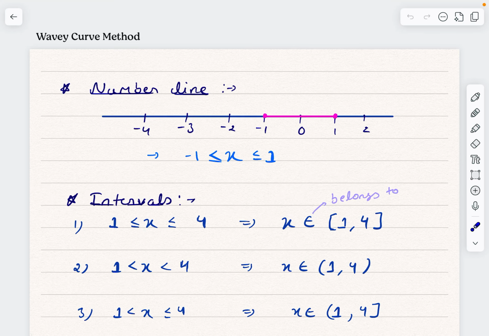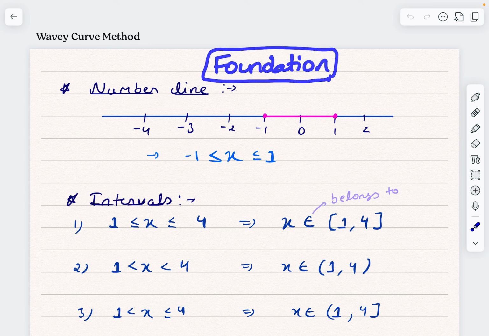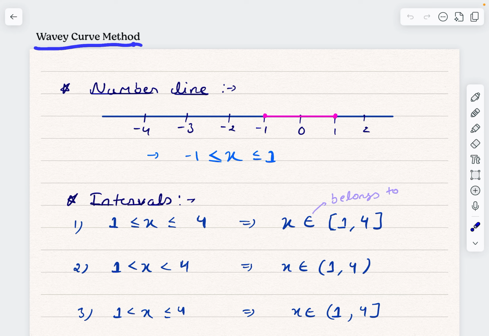Hello guys, in our journey of IIT JEE Mains Advanced, the first chapter we have is the foundation. Basically not a chapter, but just the foundation. So this is not a chapter, we'll discuss some concepts which will be used throughout. And the first topic in that is the Wavy curve method. The Wavy curve method will be used to solve inequalities.